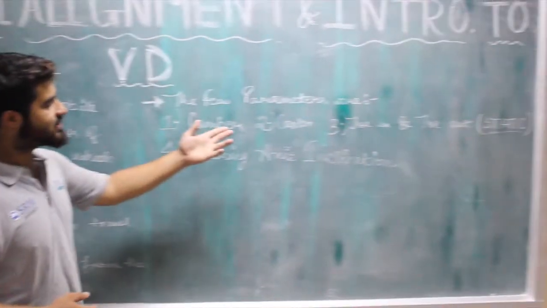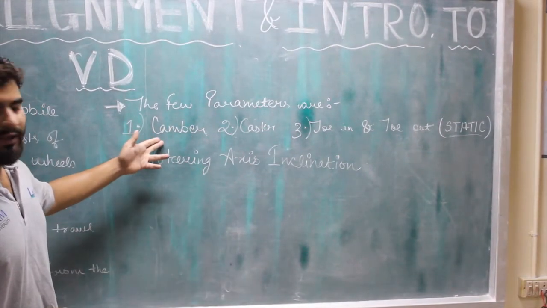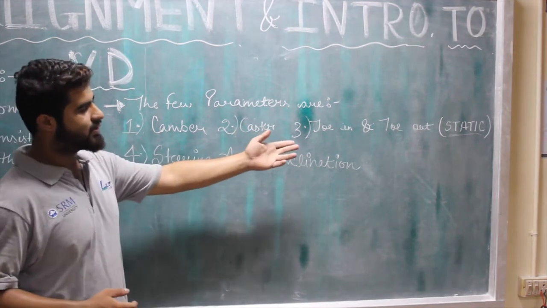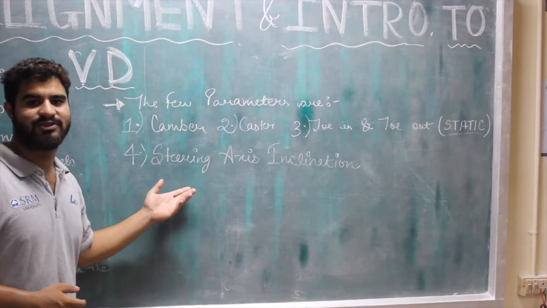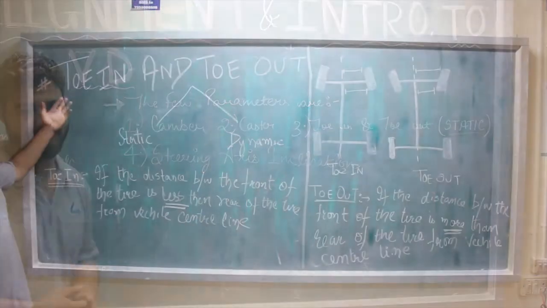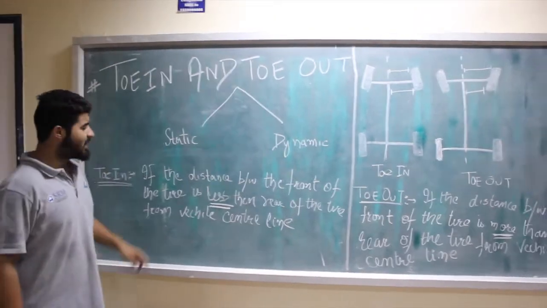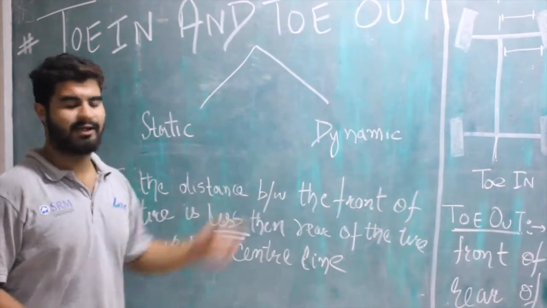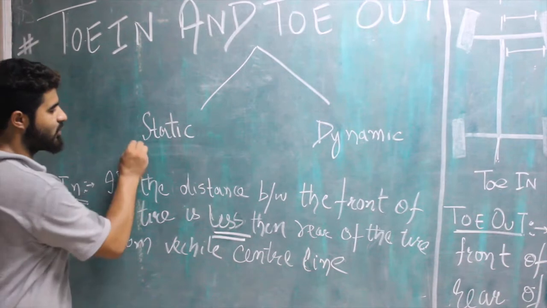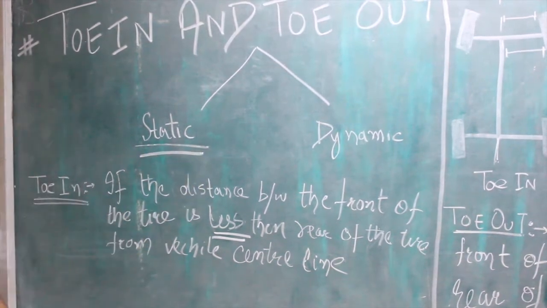So the parameters are camber, caster, toe in and toe out, or static toe in and toe out, and steering axis inclination or kingpin inclination. The first part is toe in and toe out. It's classified into two parts: static toe in and toe out, and dynamic toe in and toe out. So first we are going to learn about static toe in and toe out.